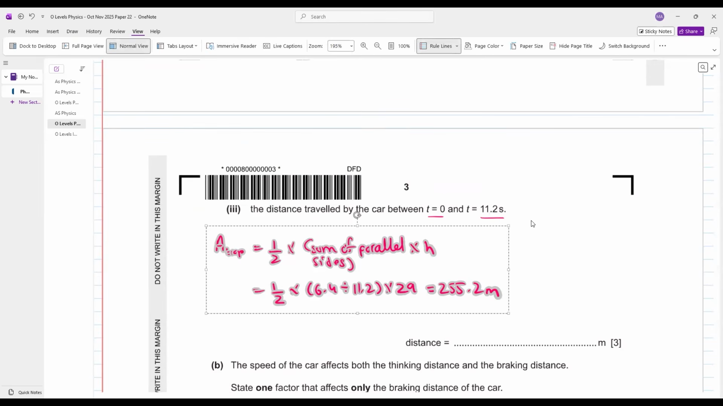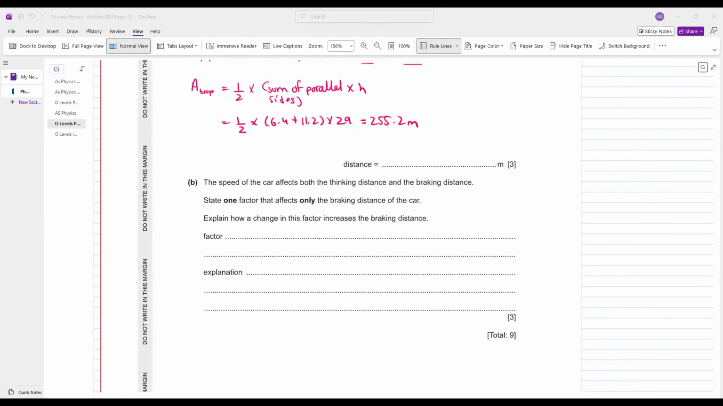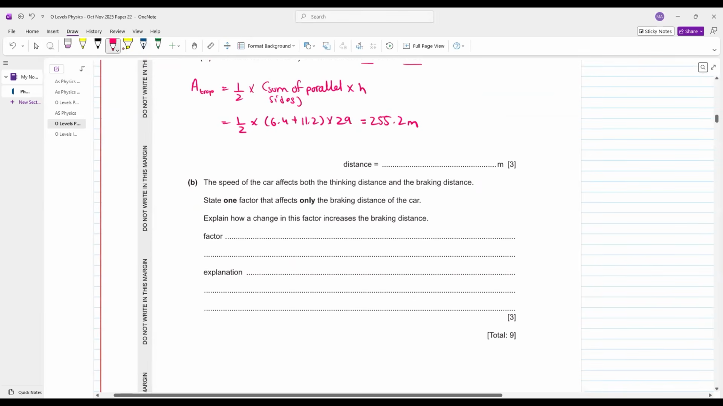Okay, moving ahead. The speed of the car affects both the thinking distance and the braking distance. State one factor that affects only the braking distance of the car. Explain how a change in this factor increases the braking distance. Which factor will increase only the braking distance? The condition of the road. You can say the condition of the road.